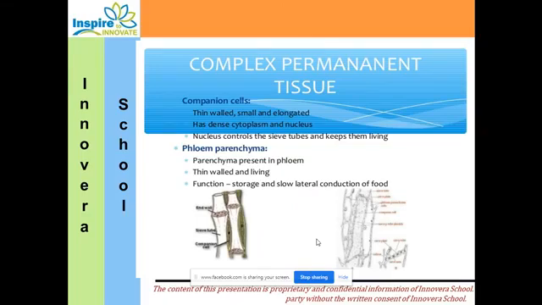So we can move to the next and easiest one, that is parenchyma again. Phloem parenchyma is thin walled and living, and the function we all know, we don't need to learn it again and again. The function is storage and lateral conduction of food. Of course, the main function of parenchyma is to store, and slow lateral conduction of food. So slowly it can conduct the food from both the ends.